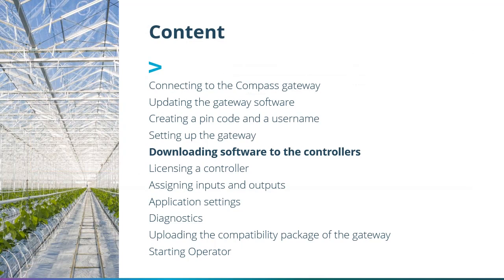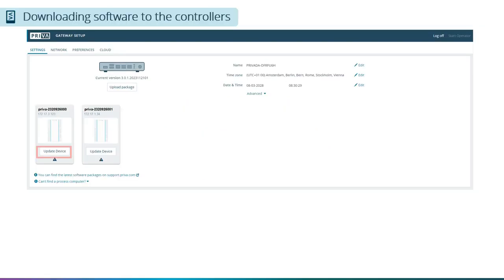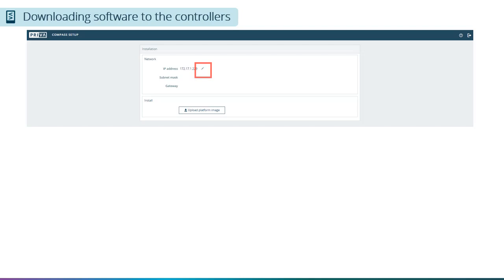If this is a new system, we need to download the software to the controllers. This needs to be done if the controllers are brand new and are at the factory defaults. Click on the Update Device button on the controller icon to enter the controller setup screen. The controller starts up with a random IP address. We will need to set the controller to the same address range as the gateway.